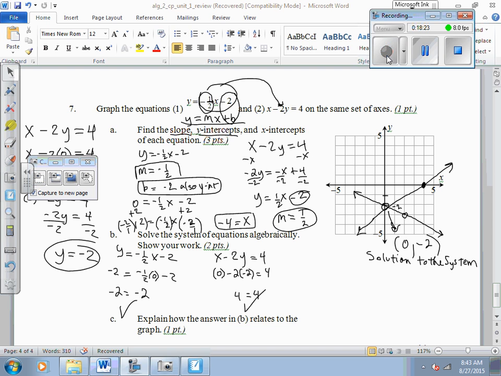Yeah? All right, so first C, explain how the answer in B relates to the graph. So the solution that we checked, 0, negative 2, that's where the two graphs intersect, which is called the solution to the system, and you would write that in a sentence format. Yes? Okay.